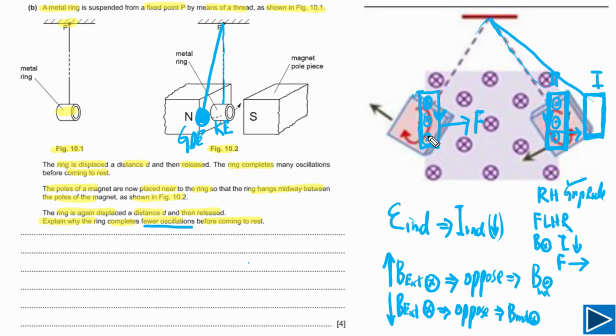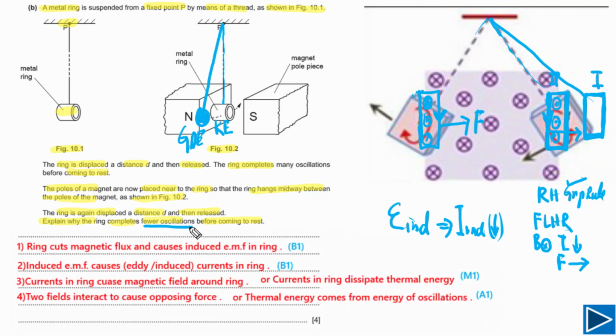So it means this loop will lose energy, meaning its mechanical energy will decrease with time and finally it will stop. So that's how we can explain with the help of forces. Now let me explain to you how you can write down a proper answer.